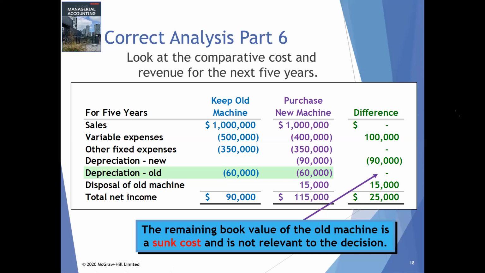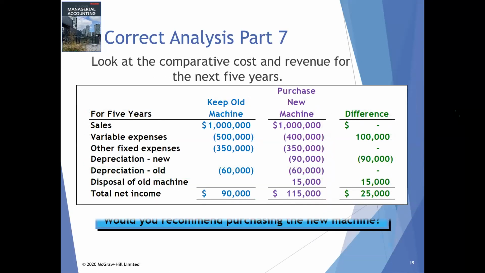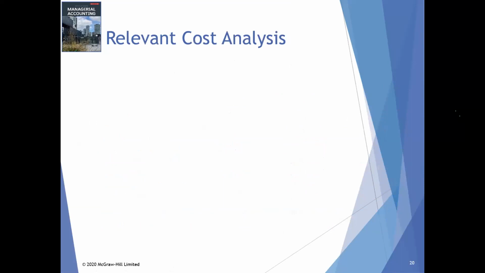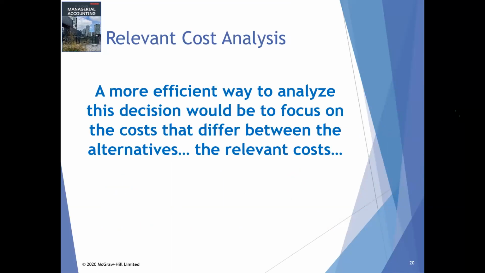So now, if we talk about relevant cost analysis, then we see that definitely we will go for the new machinery. We'll buy the new machine. A more efficient way to analyze this decision would be to focus on the costs that differ between the alternatives, meaning the relevant cost.